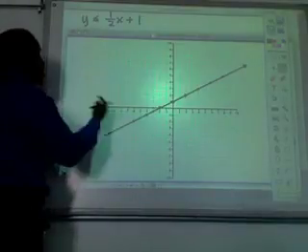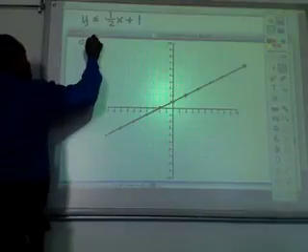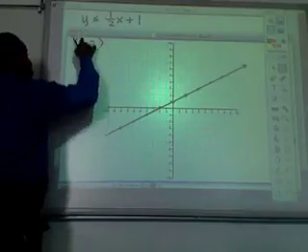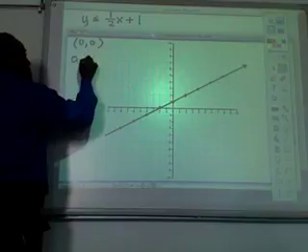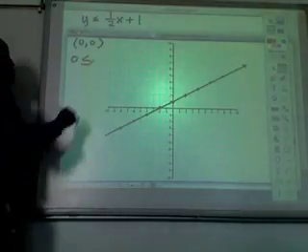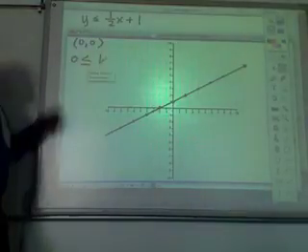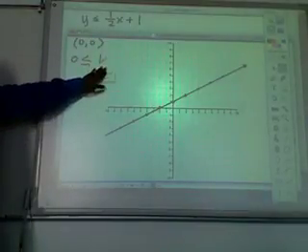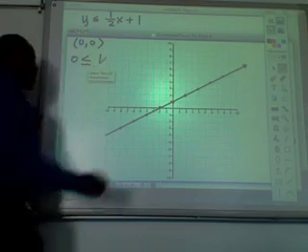So therefore, all I'm simply going to do is plug in (0, 0). 0 for y, which makes it 0 is less than or equal to what? 1. Good. Is 0 less than or equal to 1? Yes. So here's my test point.